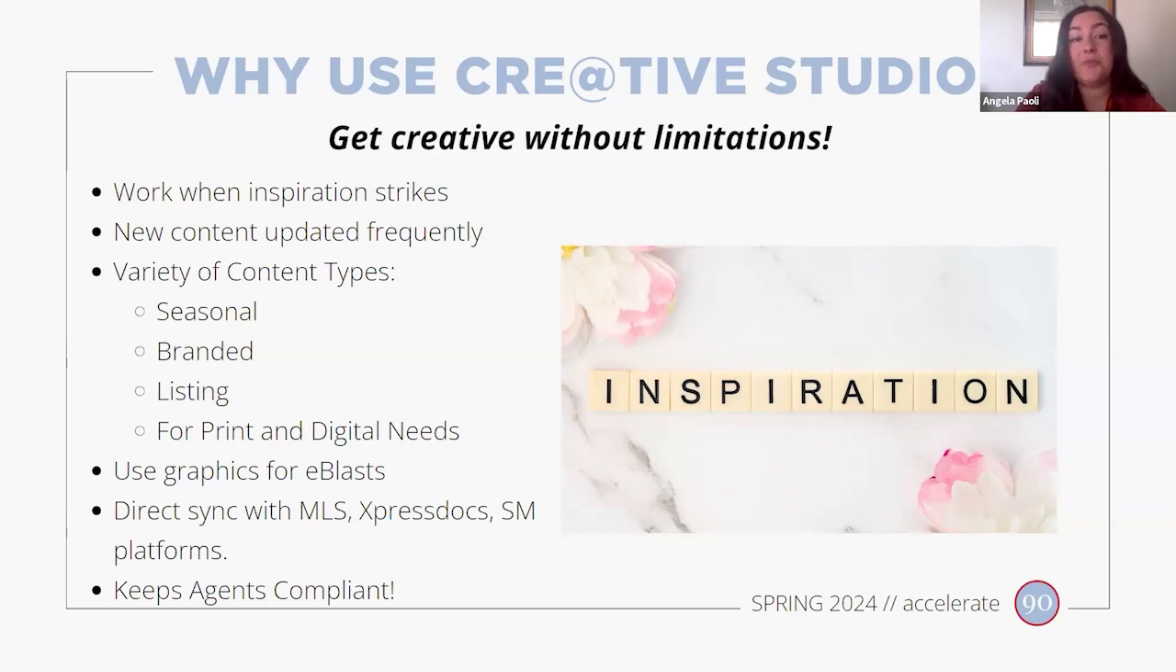New content is updated pretty frequently. If you haven't checked in with Creative Studio lately, be sure to get into it, click around, take a look at the new templates, and you'll see that the library is growing. We have a variety of content types: seasonal, branded, and listings for print and digital needs. There's tons of stuff you can choose from, whether you're trying to post something on social media or create something to insert into an email blast. One of those would be a testimonial social media graphic that plugs into our eCampaign, no problem.